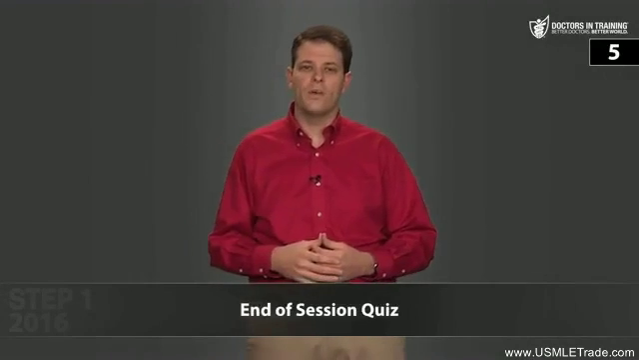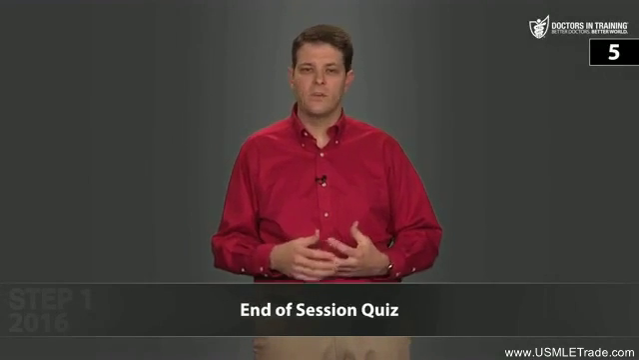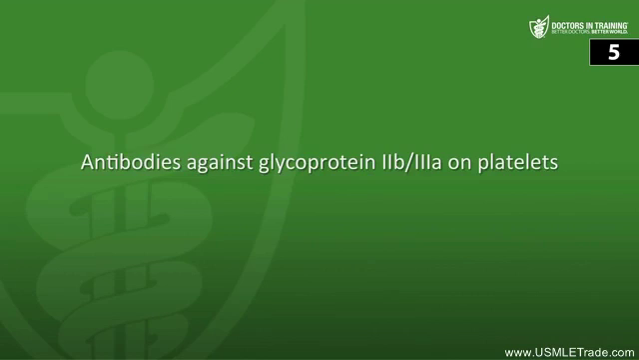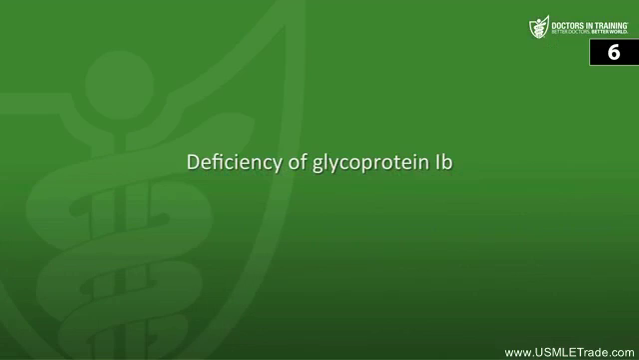All right, first question. What is the cause of ITP? Well, it's caused by antibodies against glycoprotein 2b3a on platelets. And those antibodies bind to the platelets, and then the platelet antibody complexes get removed from circulation. Next, what's the defect in Bernard-Soulier disease? That's a deficiency of glycoprotein 1b, so the platelets can't bind to collagen very well.